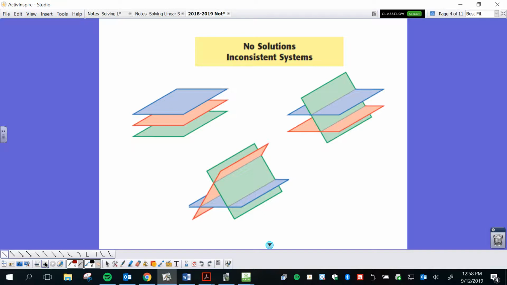Here's an example of an inconsistent system. So 3 planes that are not touching each other, all 3 at one time.